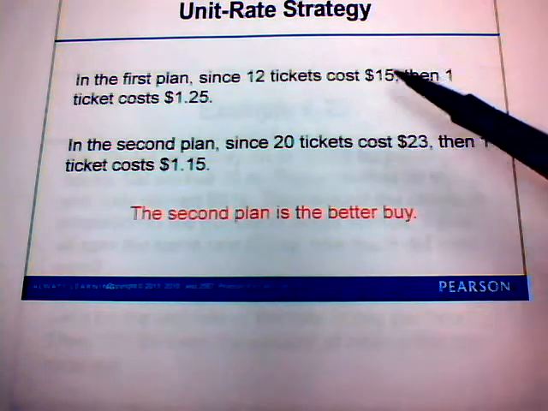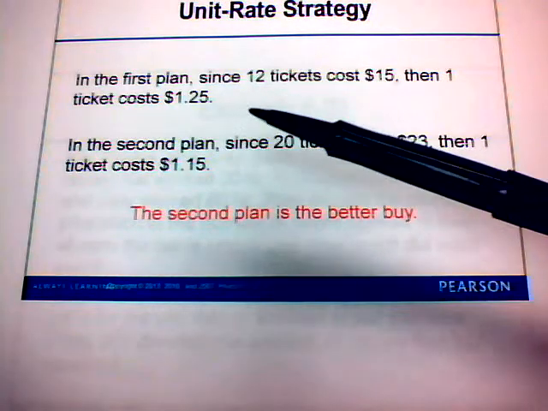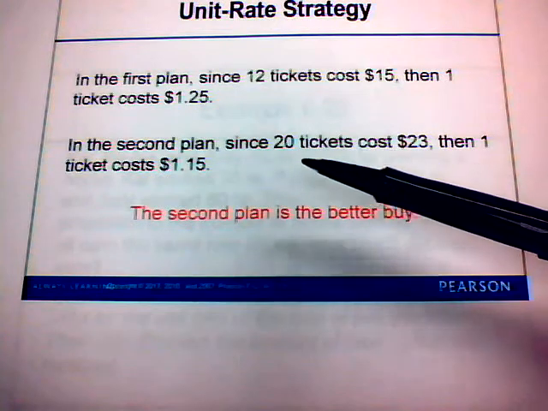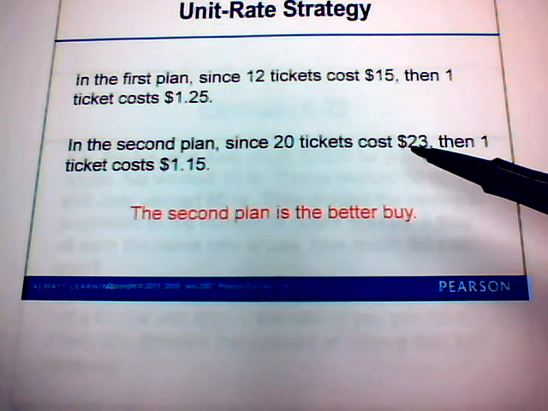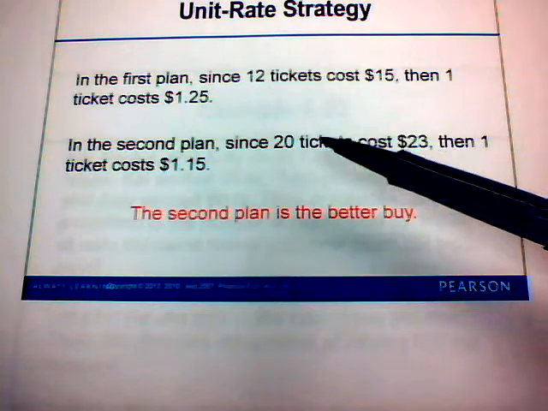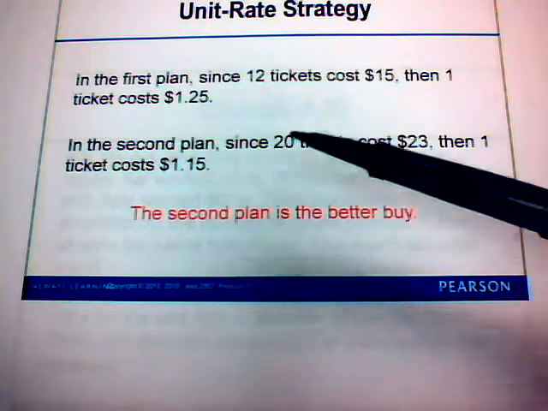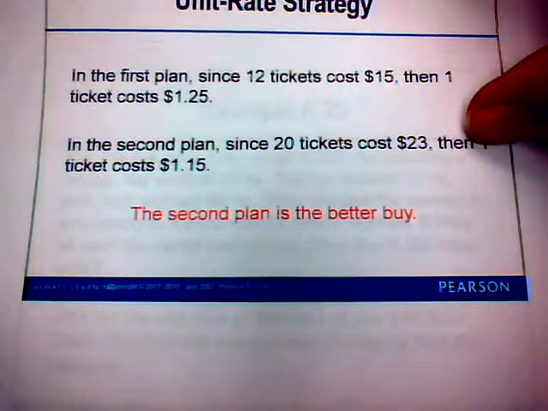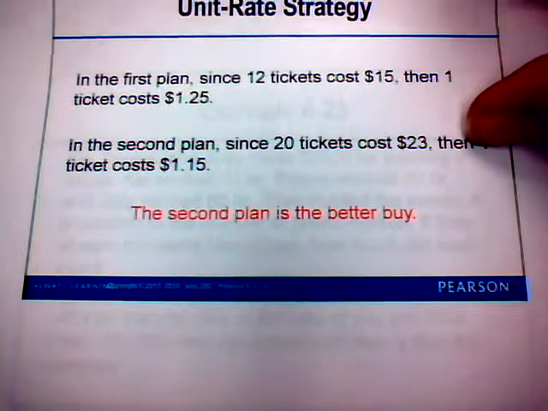In other words, you take $15, divide that by 12, you'll get the cost of one single ticket. Then in the second plan, 20 tickets will cost $23. So take $23, divide that by the 20 tickets, you'll get $1.15. So as you can see here, the second plan would be the better buy because it's cheaper to buy a single ticket at $1.15 than it would be to buy a single ticket at $1.25.